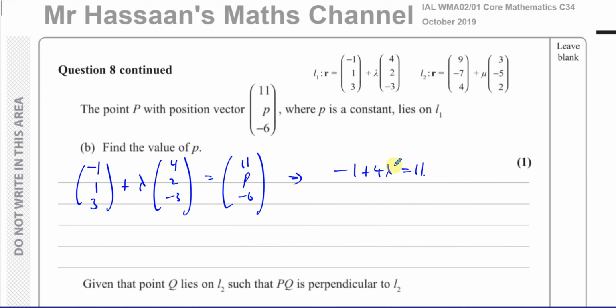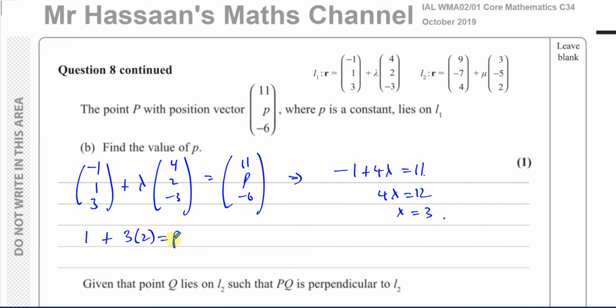What we have to do is find the value of lambda for which this point P is on the line, and that's done by solving this equation. We add 1 to both sides and divide by 4, so lambda equals 3. So P lies on the line at the place where lambda equals 3. So we can say that 1 plus 3 times 2 is equal to the value of p. Therefore p is equal to 1 plus 6, which is 7. So p is equal to 7. There's the answer for part B.